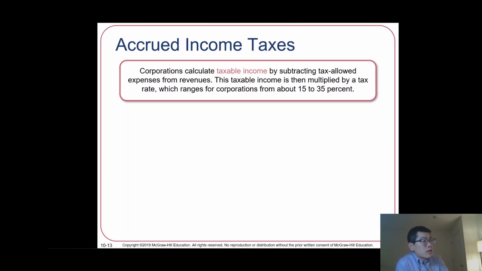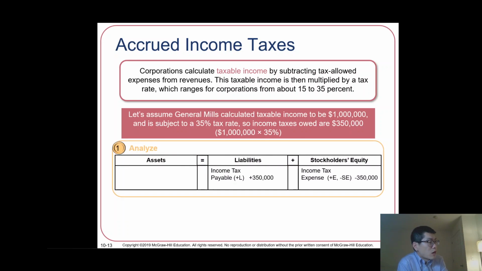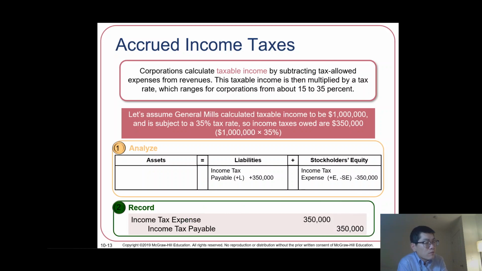Okay, accrued income taxes. Corporations calculate taxable income by subtracting tax-allowed expenses from revenues, and this taxable income is then multiplied by the tax rate. For companies now, the common percentage we use is 35%. So in this case, the company earned $1 million, and the income tax is 35%, which is $350,000. Because we're going to hold it and pay it later during the tax season, we're going to have this journal entry.